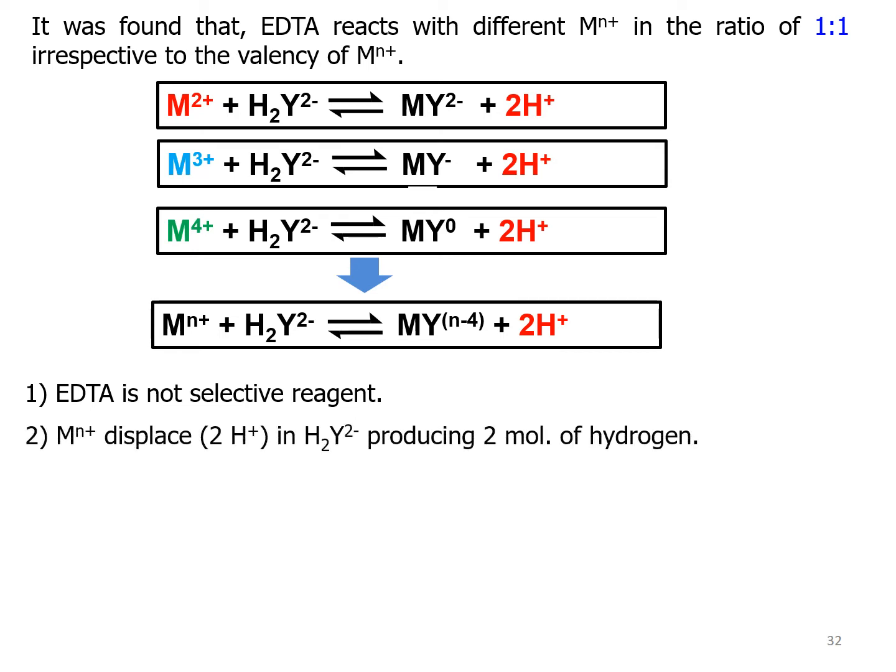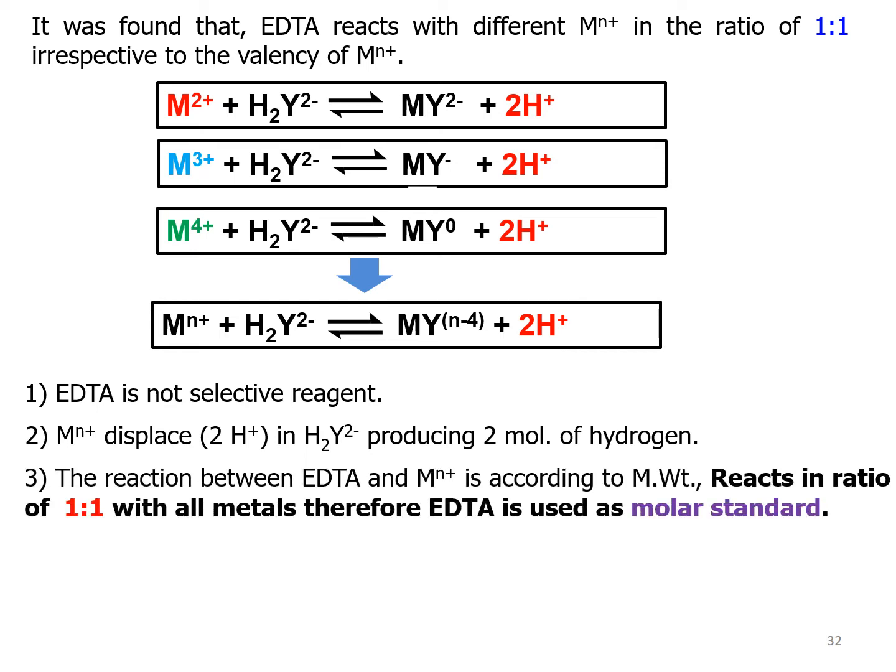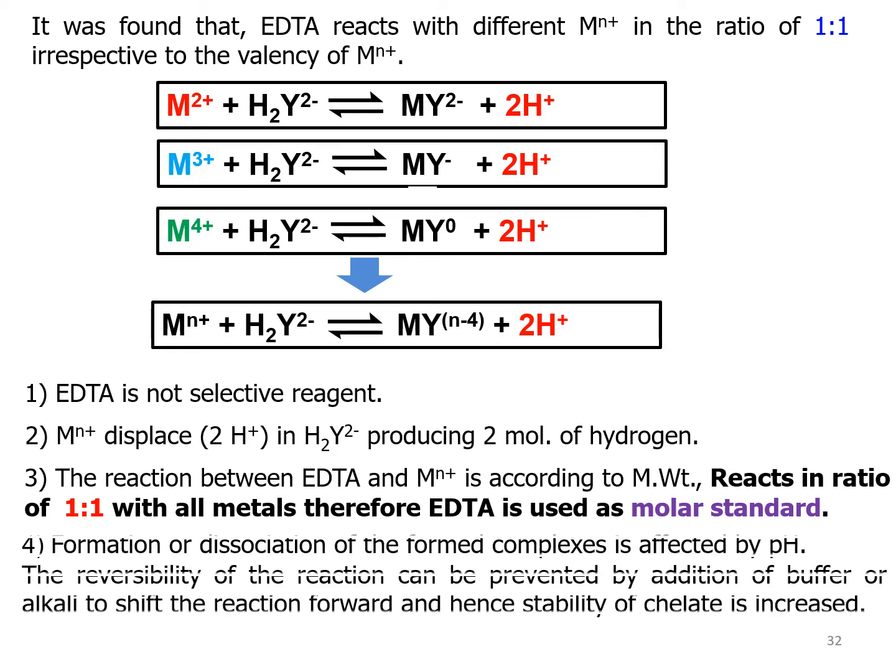EDTA is not a selective reagent. The central metal ion displaces 2 parts of hydrogen, producing 2 moles of hydrogen. The reaction between EDTA and the central metal ion is according to the molecular weight. It reacts in a ratio of 1:1 with all metals, therefore EDTA is used as a molar standard.